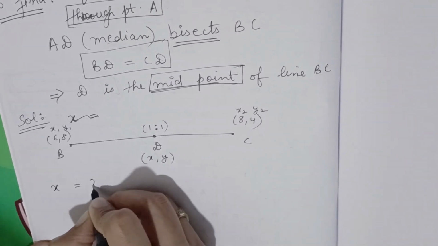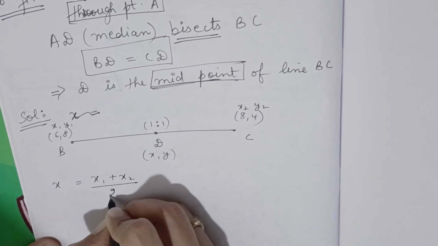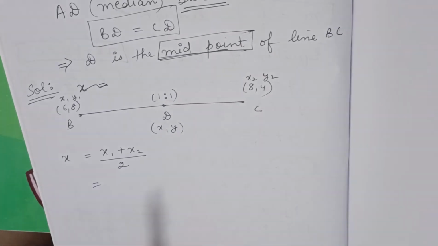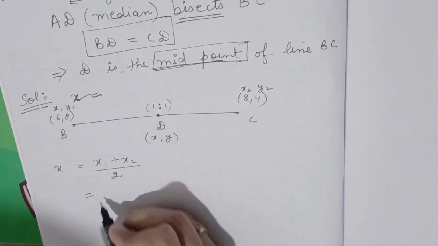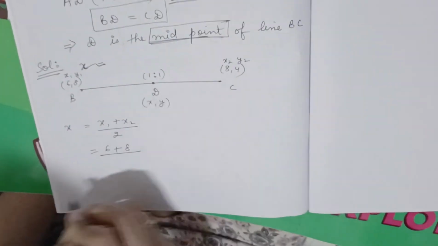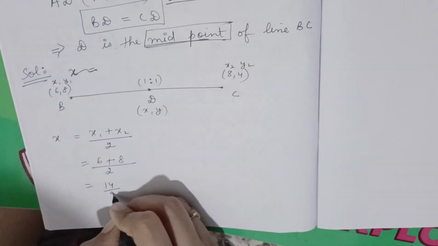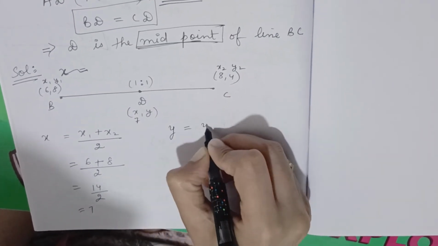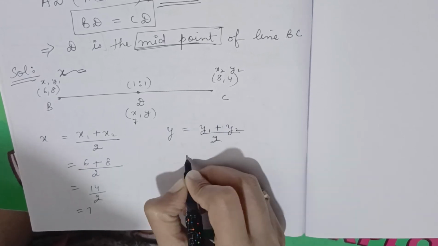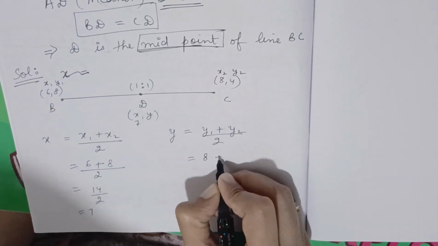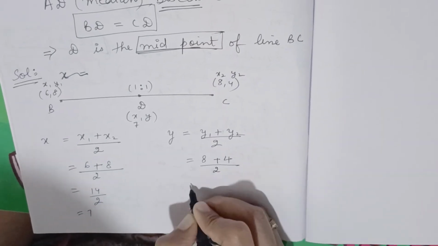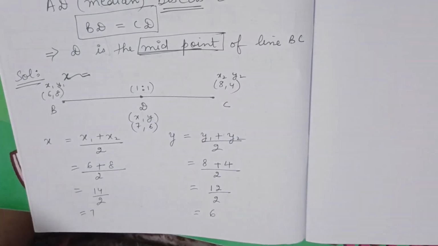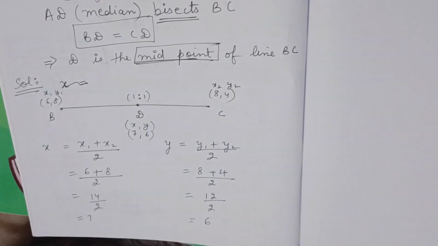So x is equal to x1 plus x2 by 2. We'll just substitute the values. This is the midpoint formula. I have already explained it in the previous video, the first video. x1 is 6, plus x2 is 8, by 2. 6 plus 8, 14 by 2, so 7. Here also I will write y. y is y1 plus y2 by 2. y1's value 8 plus y2's value 4 by 2. 8 plus 4, 12 by 2 is equal to 6. So here I have found the coordinates of point D by using the midpoint formula.